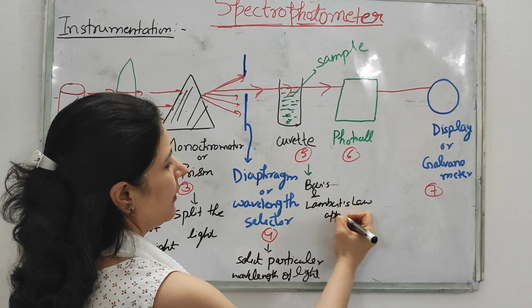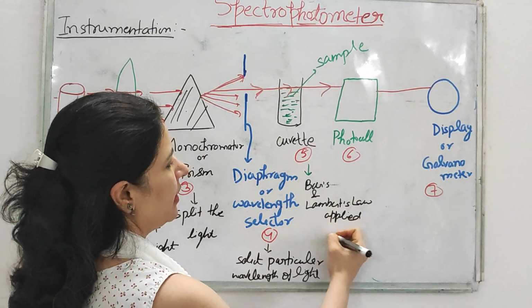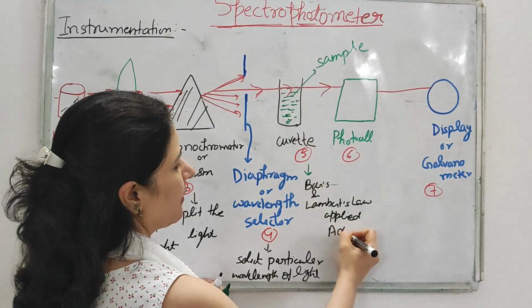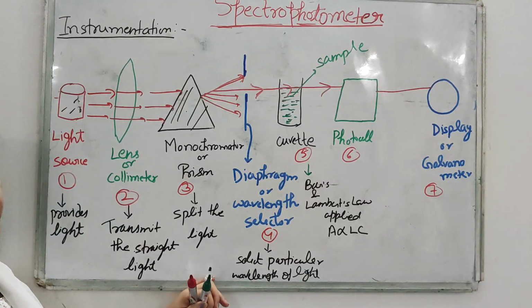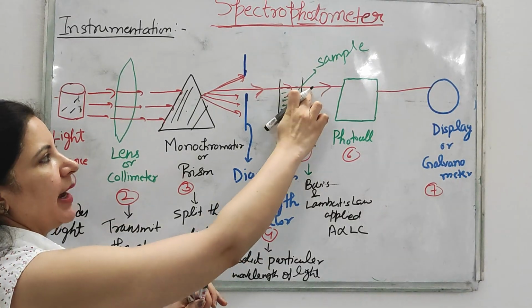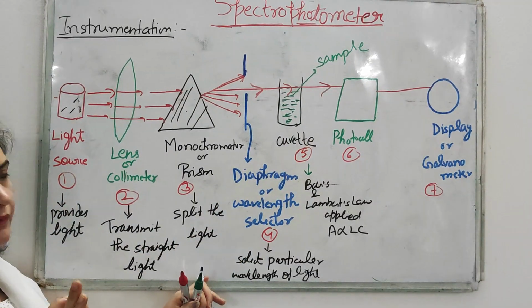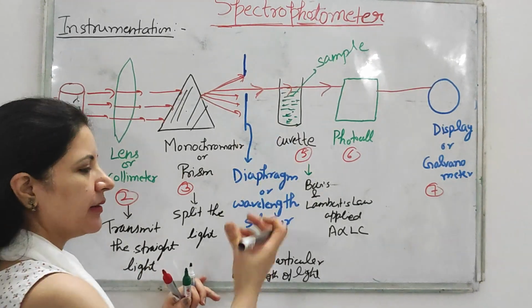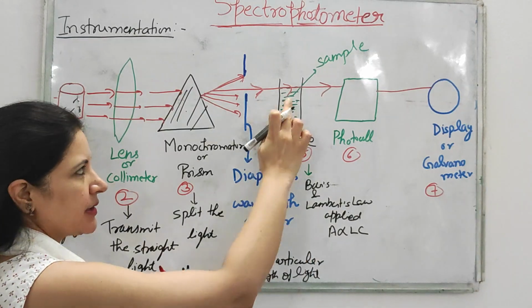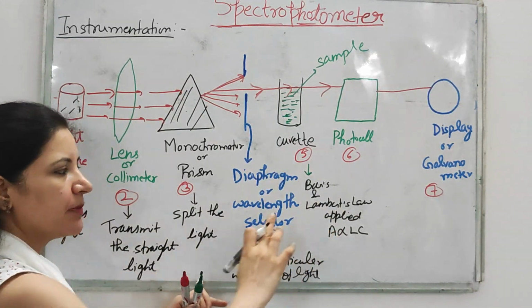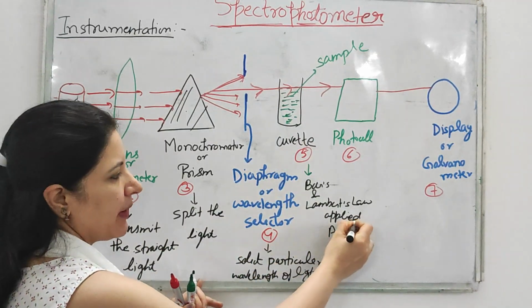Beer-Lambert law is applicable over here when light passes through that. Absorbance is directly proportional to the path length of light and the concentration. So when light passes through, according to this Beer-Lambert law, what will this absorbance depend on?